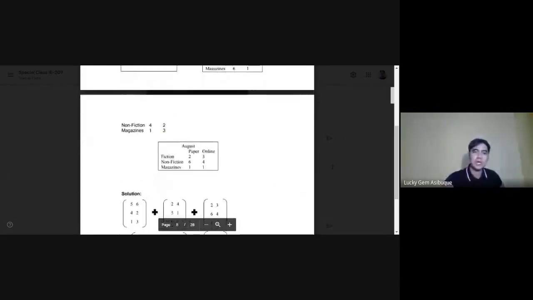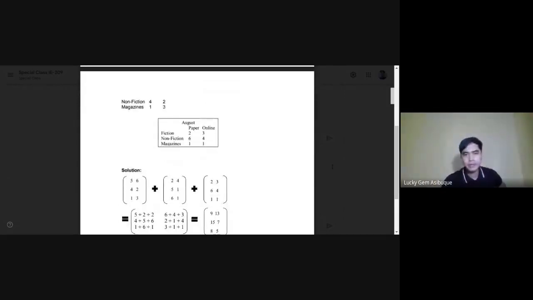So, magkadugtong to guys yung nasa baba. Hindi siya nasama eh. Diba kay June, yung number of fiction daw niya, naka-paper ay 5, naka-online ay 6. Yung non-fiction naman niya, under pa rin dun kay June, ay 4 yung paper, tapos 2 naman yung online. Yung magazines naman niya is 1 yung paper, and 3 yung online. Okay? So, pareho lang din kay July and August. So, mga matrix yun. So, meron tayong 3 matrices na given.